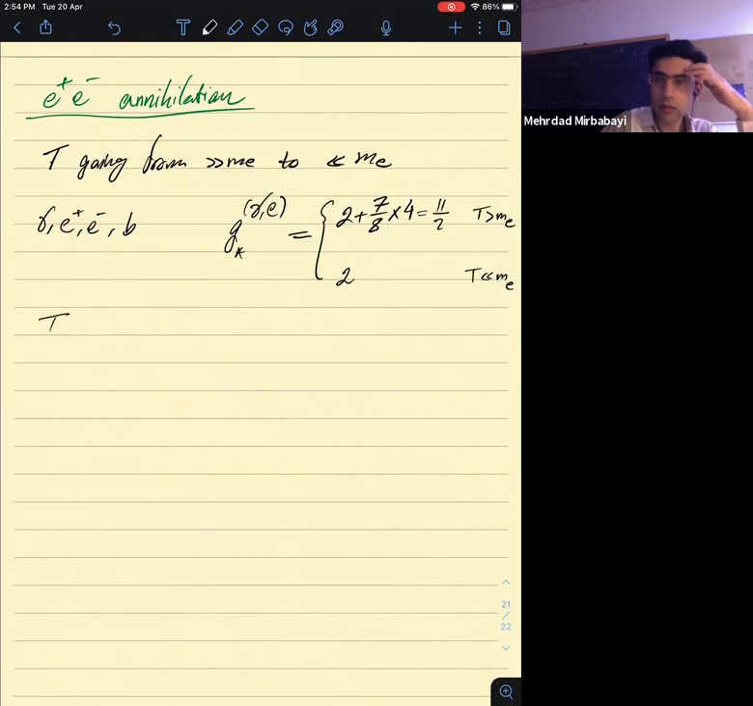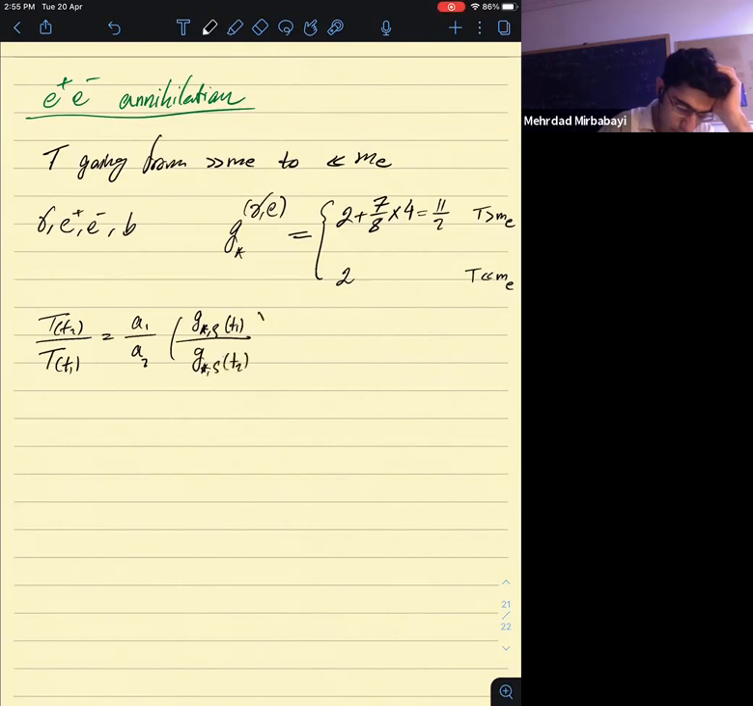Now we learned that from the conservation of entropy, we know that temperature at time t2 divided by temperature at time t1 is equal to a1 divided by a2 times g_*S at time t1 divided by g_*S at time t2, to the power 1/3. So let's say this is time t1, the earlier time, and this is time t2, the later.